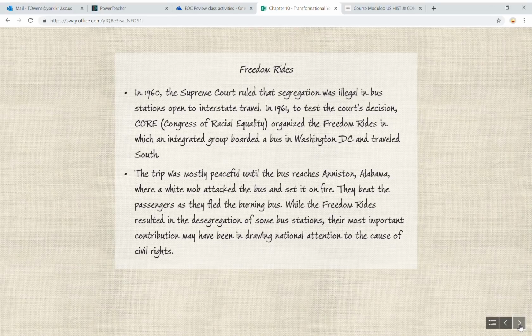It's mostly peaceful until Anniston, Alabama, and there you have a white mob attacking the bus and setting it on fire. As the passengers flee the bus, as they run to get out of a burning bus, they're going to be beaten. Are the Freedom Rides successful? Yes. They do result in the desegregation of some bus stations, but really it's not so much in the success of the desegregation effort. It's really in the success because they drew national attention to the cause of civil rights.